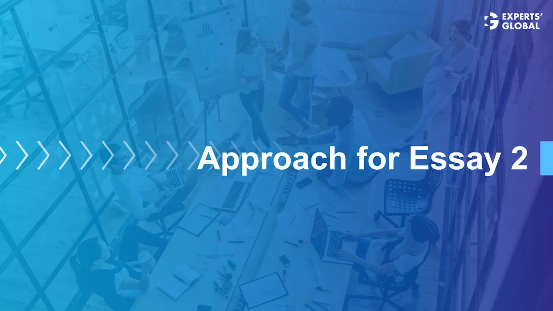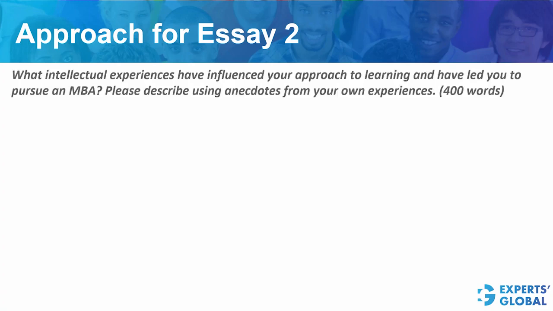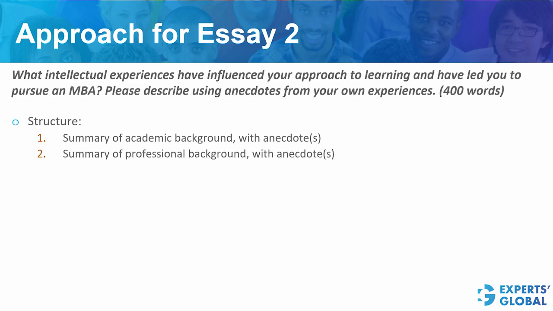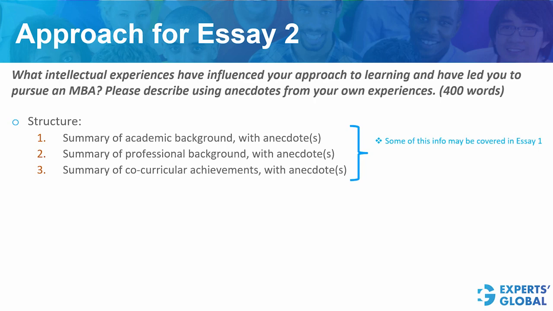Approach for the second essay. This is the topic. It's largely about your intellectual experiences while ensuring specific anecdotes and how the same have inspired you to pursue an MBA. A possible structure for answering this essay: you can start with a summary of your academic background with anecdotes, then summary of your professional background with anecdotes, then a summary of co-curricular achievements with anecdotes. Remember, some of the information here may have already been covered in the first essay.